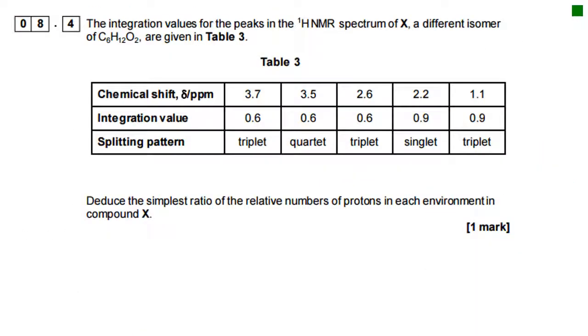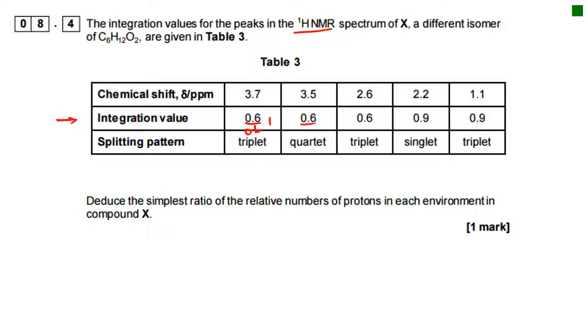Okay, next part of the question is quite simple. We're going to get the integral numbers. As you can see from here, we've got decimal fractions, and we want whole numbers because we can't have part protons. Right? And we've switched now to proton NMR, and as we know, we're going to pick the smallest value, which is 0.6, and divide each one by 0.6.